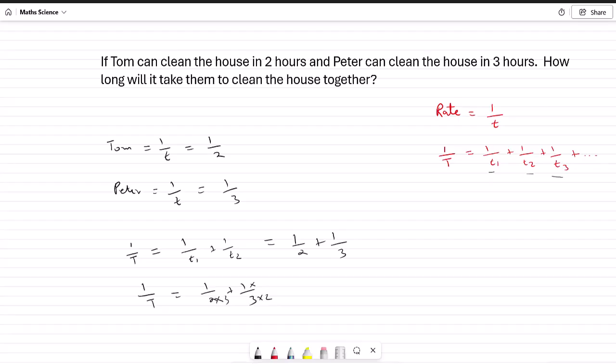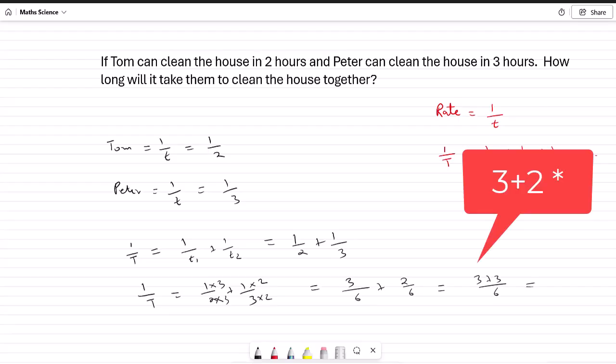If we multiply the denominator by a number, we have to do the same thing with the numerator. So we multiply this by 2, and here we multiply this by 3. So this just becomes 3 divided by 6 plus 2 divided by 6. Now that we have the common denominator, we can simply do 3 plus 2 divided by 6, which equals 5 divided by 6.